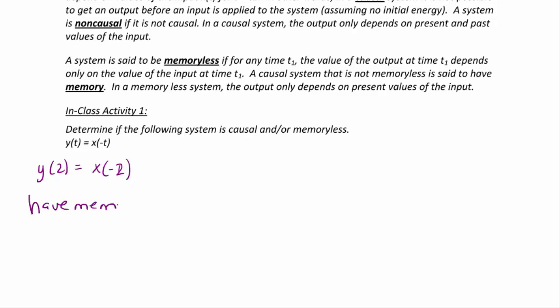And because it depends on past values of the input, it is also said to be causal. The only way that this system would be memoryless is if the output at time t only depended upon the input at time t. But because it depends on these past values, it is causal and it does have memory.